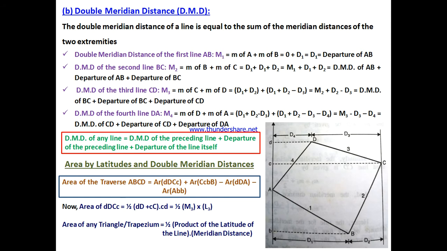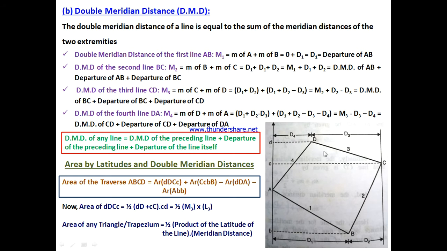Suppose I want to calculate the area of this particular trapezium, DDCC. How do I calculate the area of this portion? I will first calculate the area of DDCC, then the area of CCBB, and then I will deduct the area of triangle DAD, and then deduct the area of triangle ABB. In this manner I will get only the required area of a given traverse.